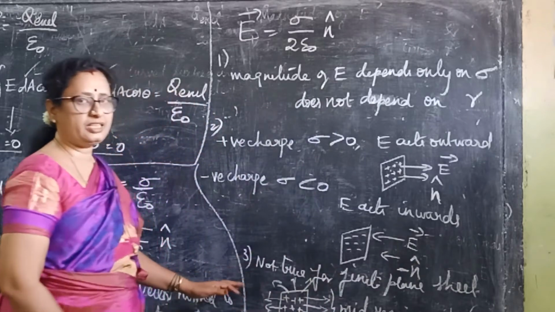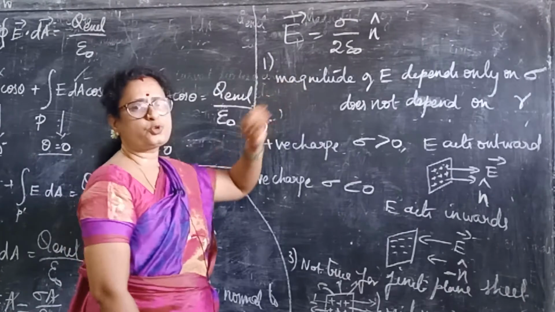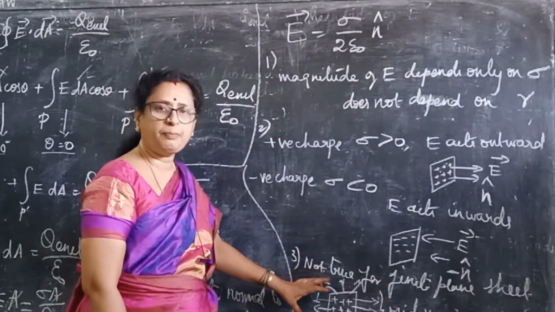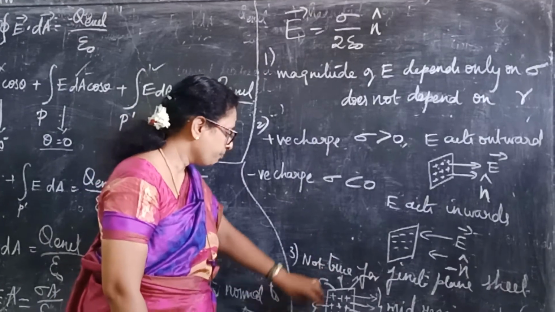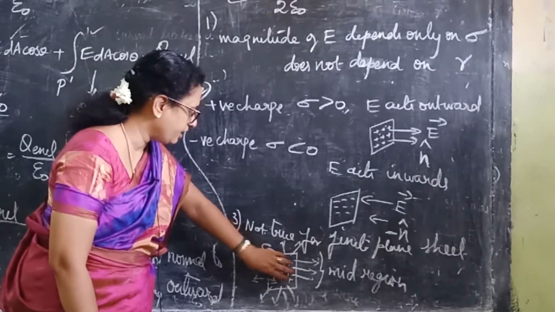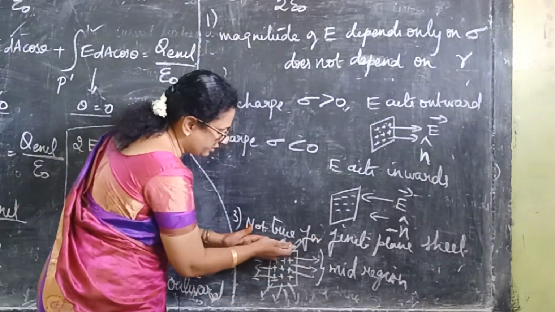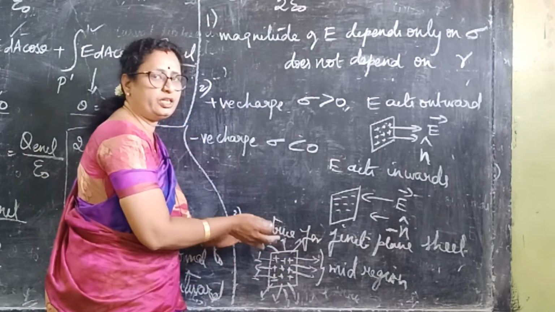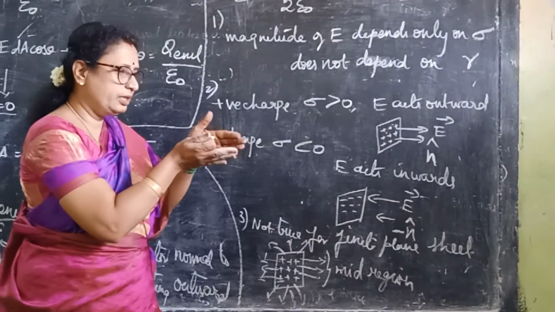Now, the same as in the previous case, this equation is true only for an infinite charged plane sheet. It cannot be applied for a plane sheet of finite area, because in the case of a finite area, the electric field at the mid region will be acting outwards like this, but at the ends the electric field will not be uniform, it will be divergent. So, even for a finite plane sheet, we can apply this equation only for the middle region.